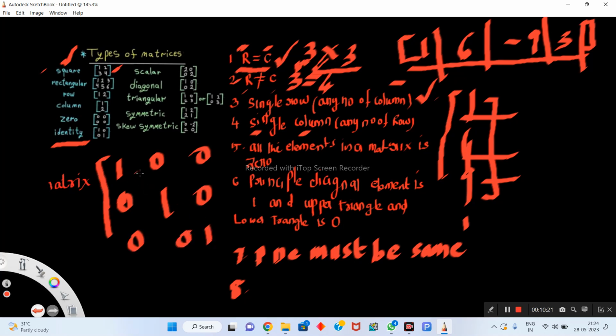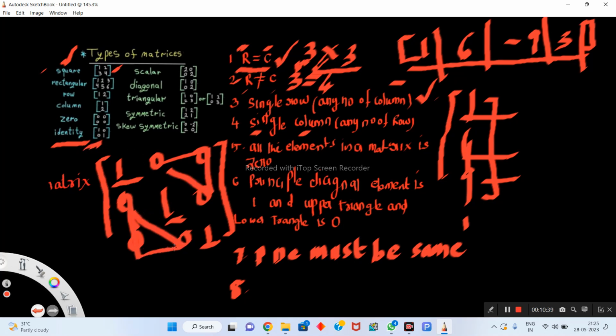What is principal diagonal element? Just now I have discussed. We should have same rows and same columns. This is known as a principal diagonal element. So here we should have only one, and upper triangle element and lower triangle element should be 0, is known as identity matrix. Identity matrix can be of 4 by 4 also.